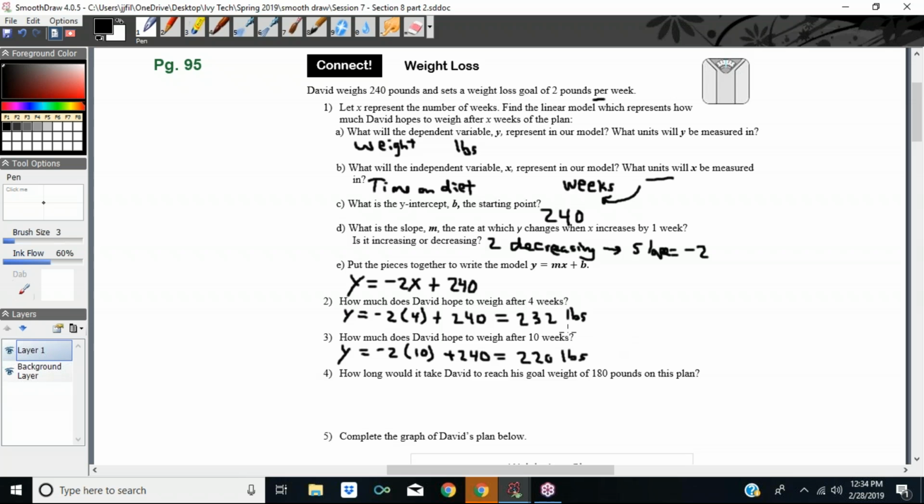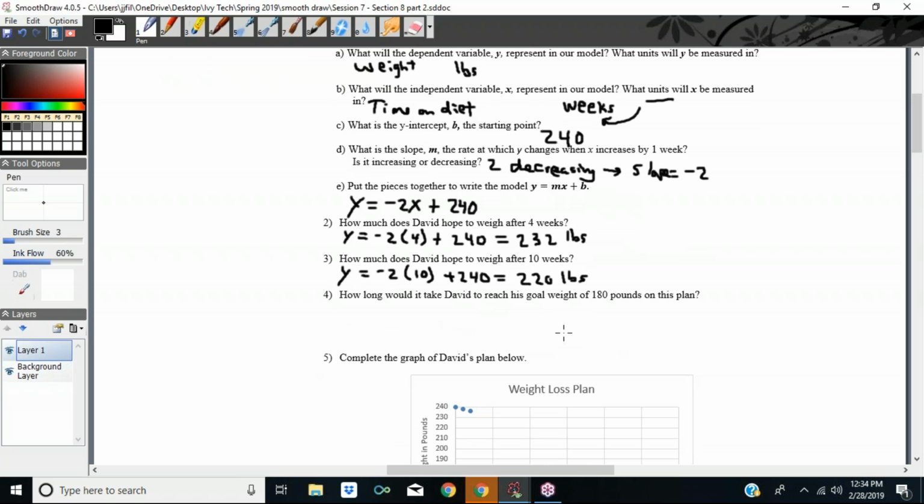The next question is quite a bit different. It says, how long would it take David to reach his goal weight of 180 pounds? So now we're trying to find out what x would be. And we have the goal weight, we have the total 180. So here's how it would look. We're going to put the 180 as the y and try and find out what the x is. Now there are lots of ways we can do this. I'm going to talk about 3 and show you 2.